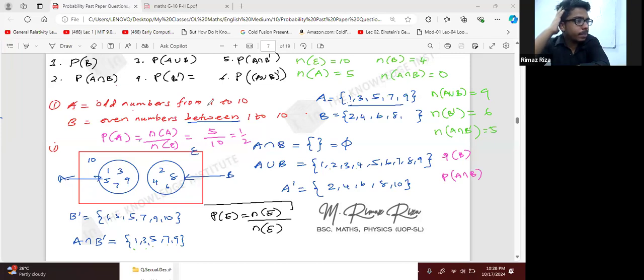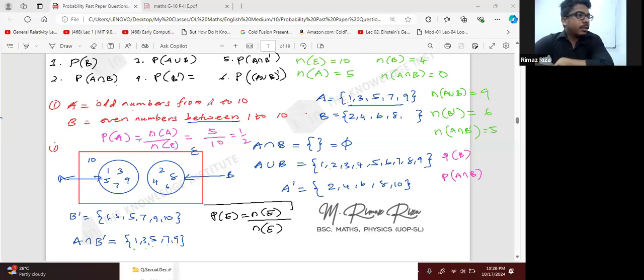The probability of B means the probability of getting an even number between 1 to 10. We can see there are four elements in B. So 4 divided by 10, therefore 2 divided by 5. So I'm getting the correct answers. Applause for everyone. Very good.